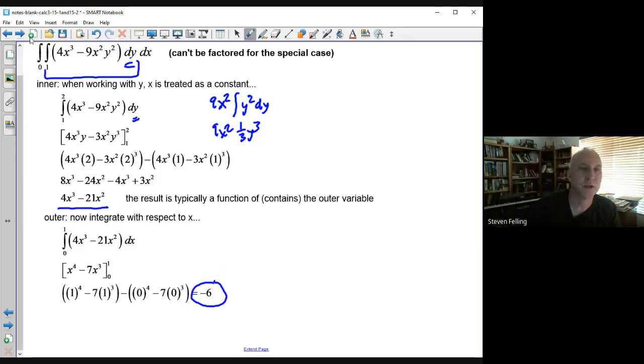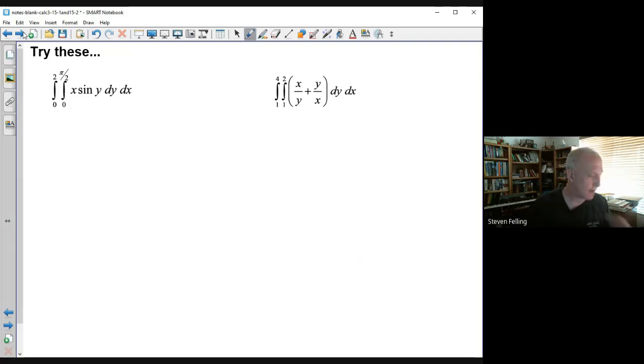All right. So I've got a couple here for you to try. I would like you to pause the video and try both of these. This one on the left you can separate, and the one on the right you can't. So pause the video, give these a try, and then unpause.